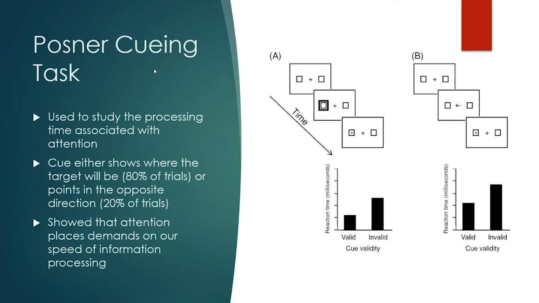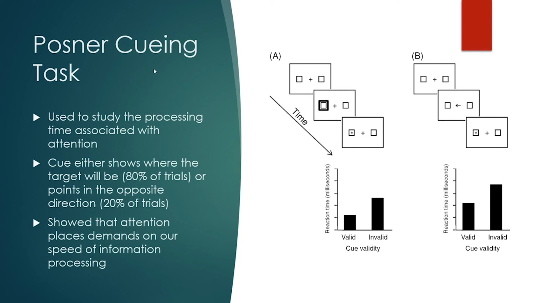The cue on 80% of the trials pointed in the right direction. You're saying cue is going to show up here, the cue would pop up, and keep in mind that the subject is staring just at the fixation cross right here in the middle. And so he sees this, and he says, okay, it's probably going to show up there.